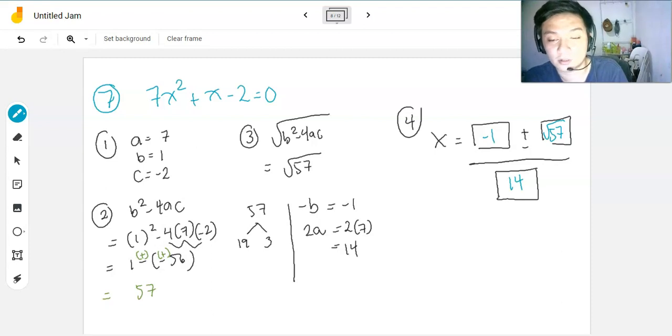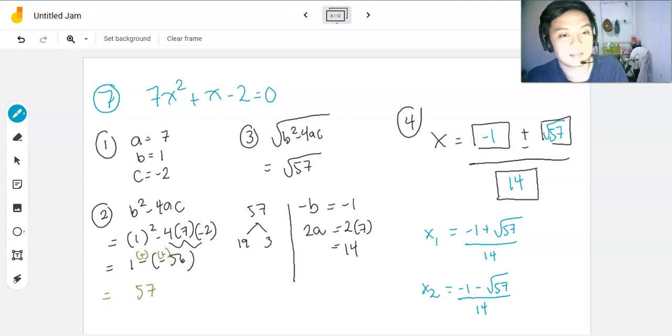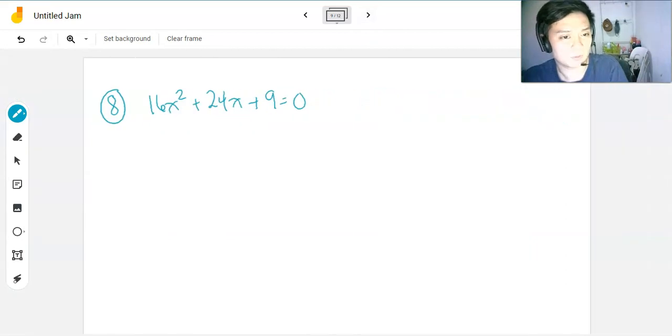The two roots of the equation can be written in this compact form na x equals negative 1 plus or minus square root of 57 all over 14. Pero again, if we want to denote the two roots, okay, na magkahiwalay, pwedeng ganito. Negative 1 plus square root of 57 all over 14 and then negative 1 minus square root of 57 all over 14 yung pangalawang root. Okay. Ayan. So, I think we are ready for the next example.